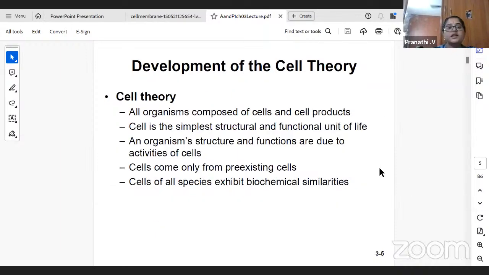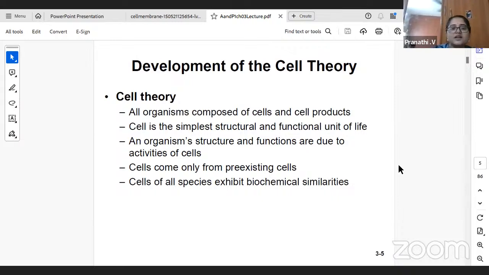So when it comes to the cell theory, all the organisms are made up of cells. It is the basic structural and functional unit of life. All the structure and the functions are because cells make up tissues, tissues make up organs, organs make up organ systems. So if one cell doesn't work, it means that your organ system is going to fail at a particular point of time. And any cell has to come from the previous cell itself. That is your cell division. You'll come to know about it in the later chapters.